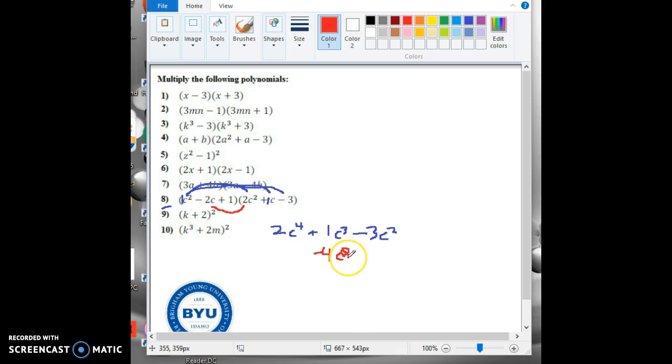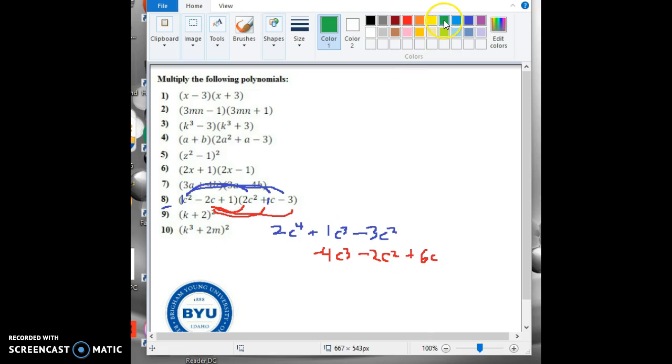It's a c cubed. Now negative 2c times 1c is negative 2c squared. Negative 2 times 1 is negative 2, c times c is c squared. And then negative 2c times negative 3 is actually positive 6c. Negative 2 times negative 3 is positive 6, and then multiplying a c in there gives me positive 6c.